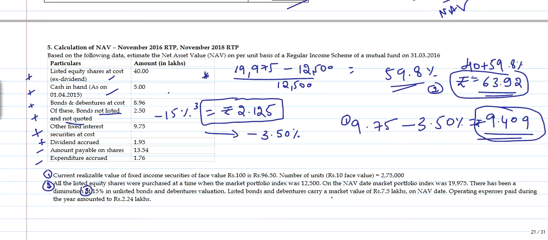Listed bonds and debentures carry a market value of 7.5 lakhs. So the closing market value is given, so the cost is irrelevant. Number 4, 7.5 lakhs is given directly. This amount should be added, 7.5 should be added on the date. Operating expense paid during the year amounted to 2.24 lakhs. This should be deducted. So deductions 1, 2, 3.